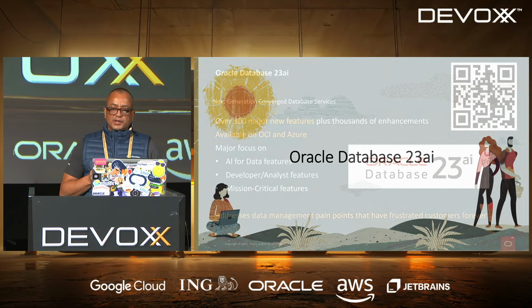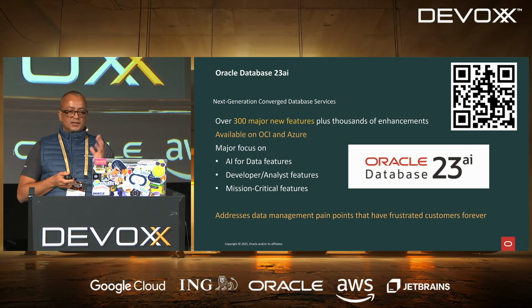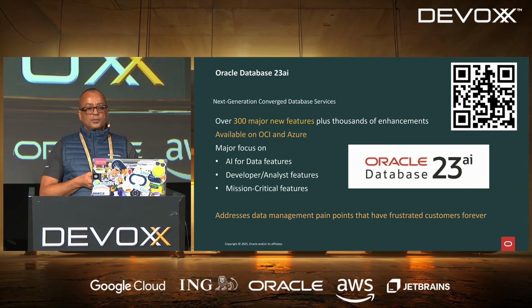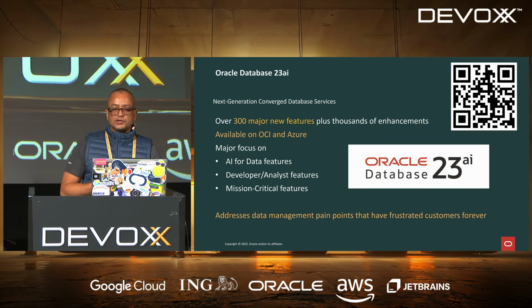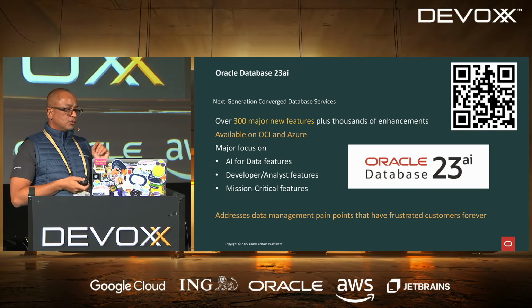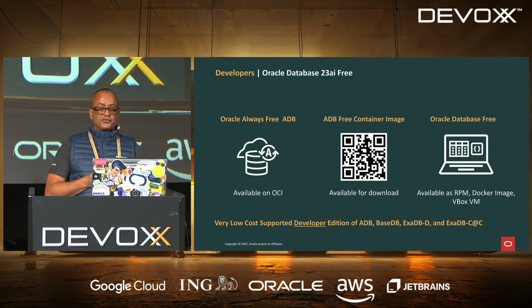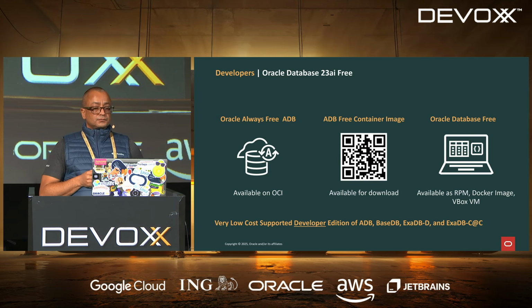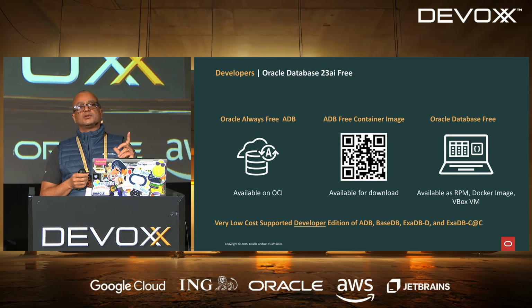Okay, let's talk about the Oracle database now. This database is quite interesting. It has over 300 major new features. It's impossible for me to talk about all of them here during my talk, but I want to focus on the features that are AI related, okay? The first pillar, AI for data features. By the way, if you scan this QR code, there's actually a free version of it that you can run locally as a Docker container. You can download a VirtualBox VM, and it's the same upstream component, okay?